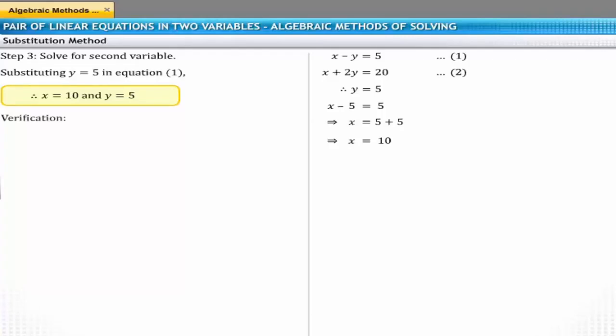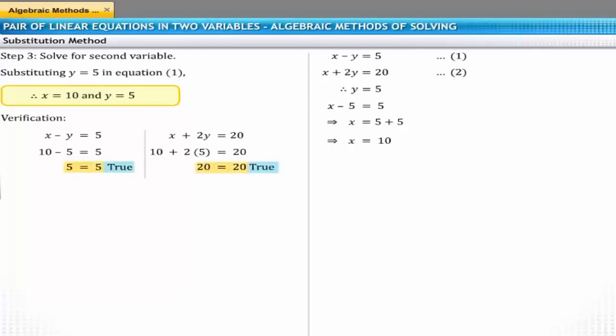The solution can be verified by substituting the values of x and y in both the equations. Let's check this out. In equations 1 and 2, substituting x is equal to 10 and y is equal to 5, we can see that both the equations are satisfied.